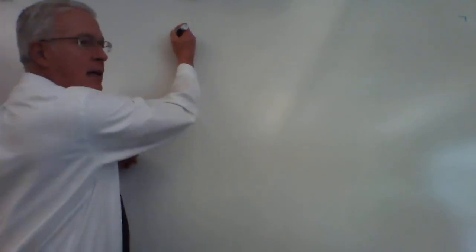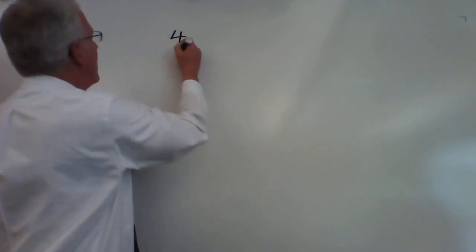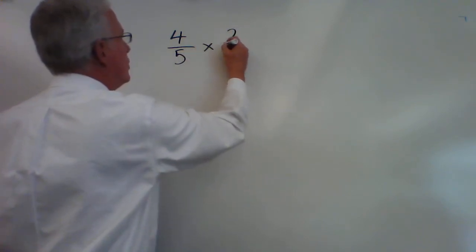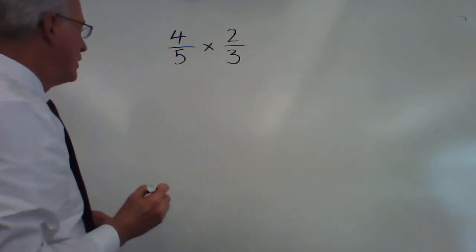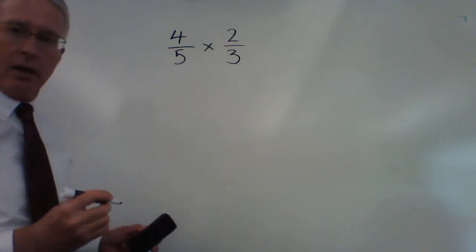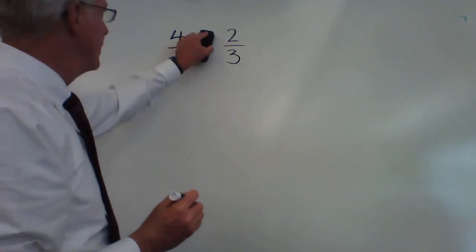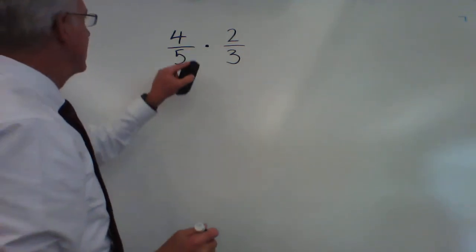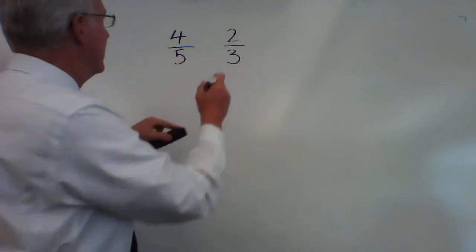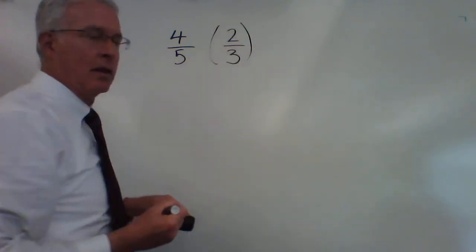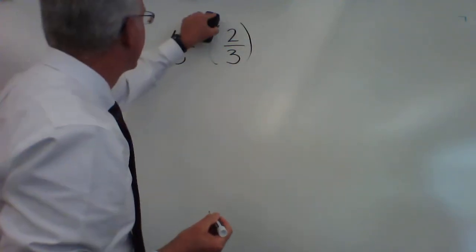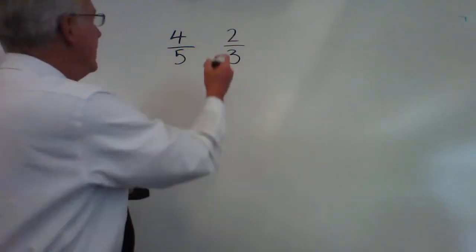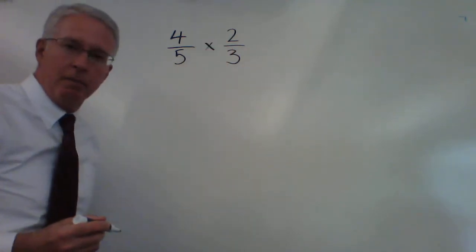Let's say that we've got 4/5 times 2/3. And I want to take a moment here to remind us that we might express that like that. We might express it like that. I will defer most frequently to the traditional multiplication symbol.